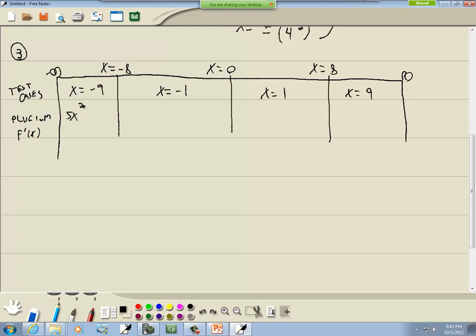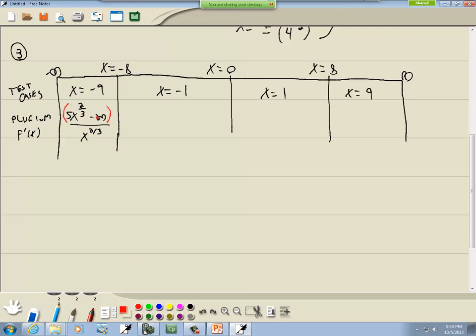5x to the 2/3 minus 20 over x to the 2/3. And we're going to plug in all four of these. Now let's save ourselves some time. If you're not very good with the calculator, you might just want to do it by hand. You're probably going to find it easier than to fiddle around and screw up your parentheses and everything.